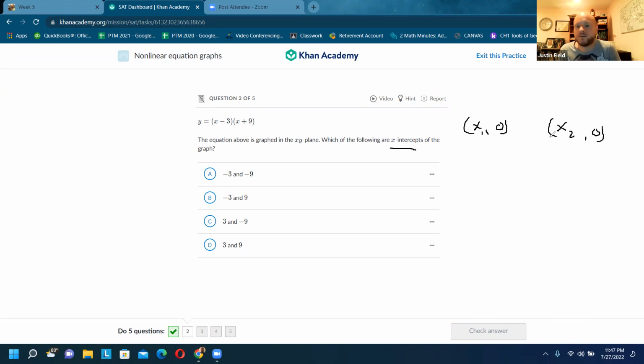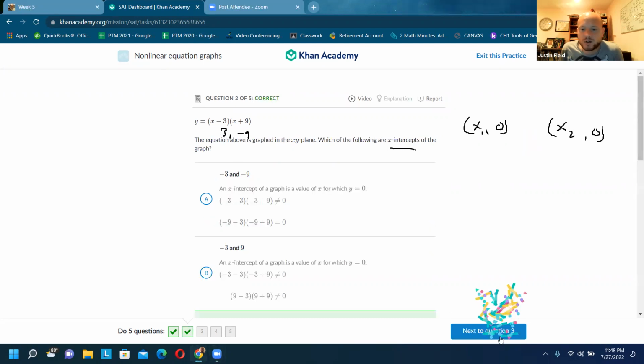What are they? Yeah. Oh. Well. I don't know why I did all that, because this is very easy. The x-intercepts are the zeros, so it's just 3 and negative 9. I was thinking that maybe we were talking about the y-intercept, but I had not read it very closely.